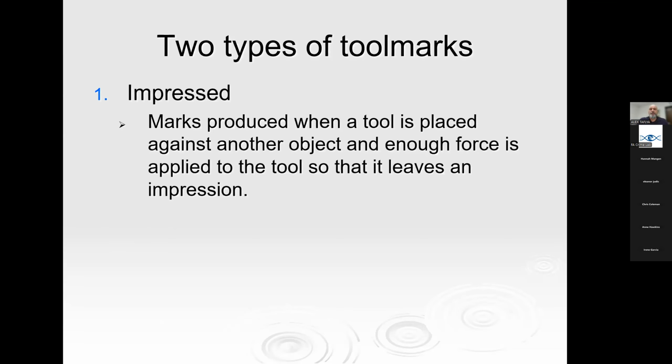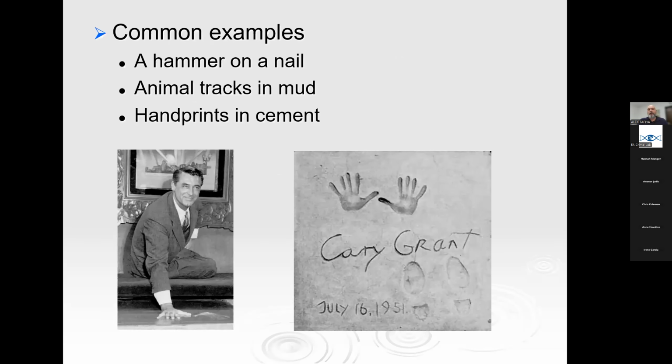So there's two types of tool marks: impressed marks, which come together at a 90-degree angle, sort of like clapping. So examples of those would be a hammer on a nail, animal tracks in mud, or handprints in cement. We often think of cement as being solid, but at some point when it's still wet, your hand is actually harder than the cement. So your hand is the tool that is leaving a mark in the cement.